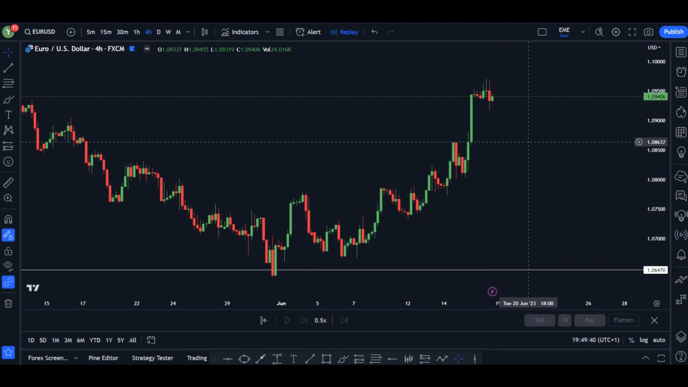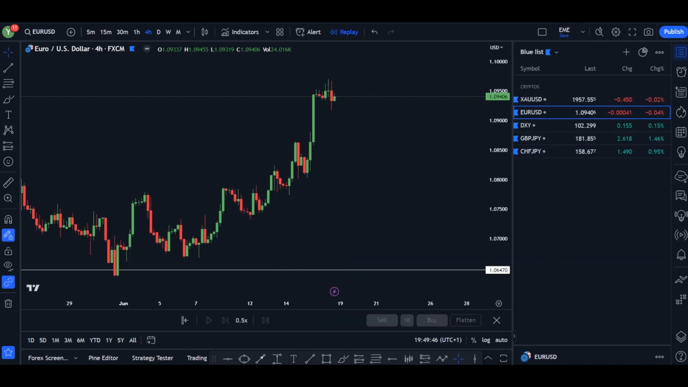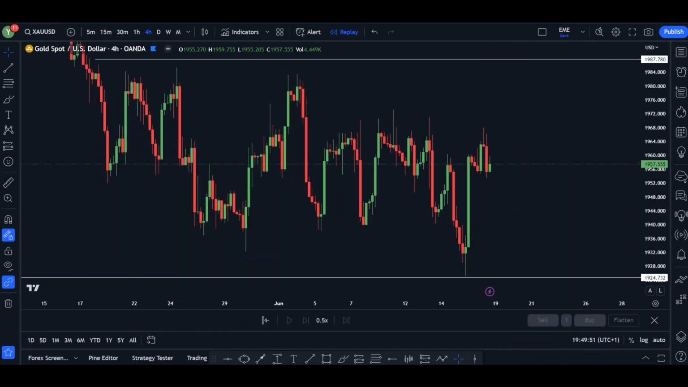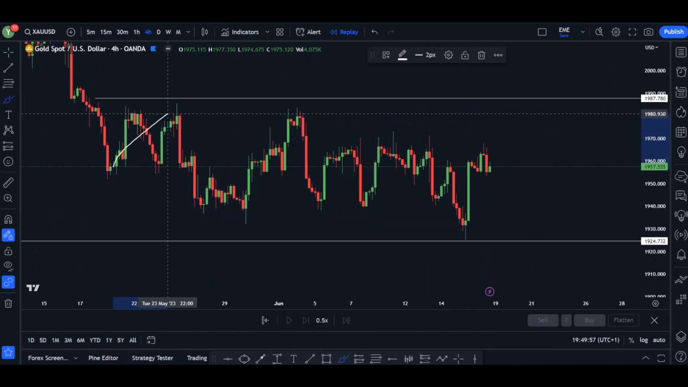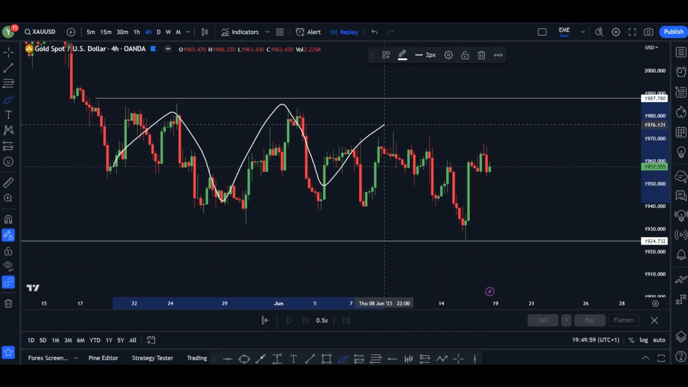So this is one of those ones that we will probably just sit on our hands and wait for price to come in. And the other thing we're looking at is XAU USD. Now, gold was also one of those I'm looking at. Reason being, we've been trading around this range for a bit.